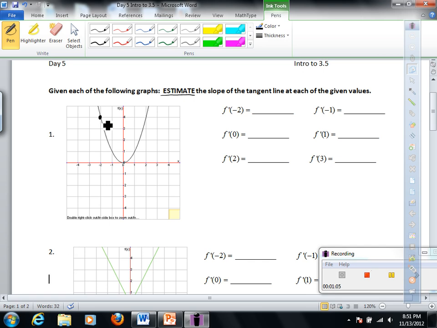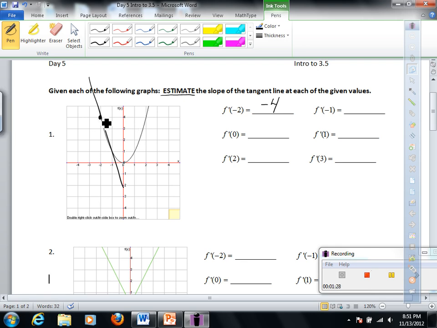I think the tangent line, the line that touches the graph in one place, looks something like that. Yours might look a little bit different. The slope of my line then, guys, is down 4 and over 1. So the slope of this graph at -2, I'm predicting to be -4. If you thought it was -3, that works for me.